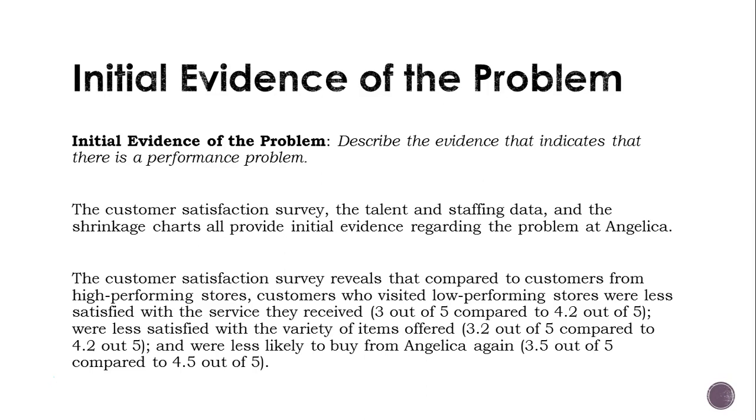So we can see that the customer satisfaction survey reveals that compared to customers from high-performing stores, customers who visited low-performing stores were less satisfied with the service they received. So you can see 3 out of 5 compared to 4.2 out of 5. They were less satisfied with the variety of items offered, 3.2 out of 5 compared to 4.2 out of 5 at the higher performing stores. So it's important in this section of the situational analysis that you're also providing concrete data that somebody can look at and really understand that yes, there is a problem, and not just something that seems like you're going based upon a gut feeling or what you might assume, but it is definitely data driven.